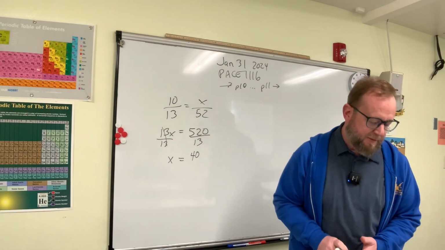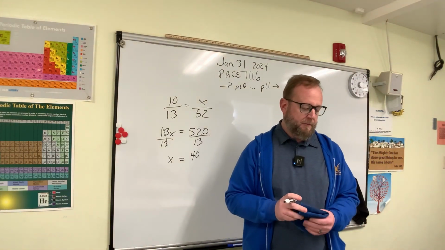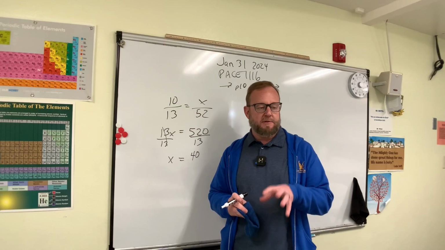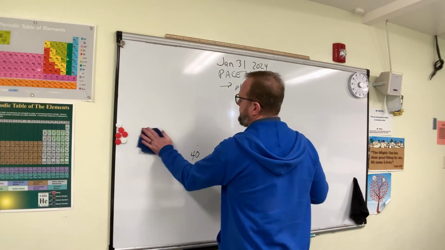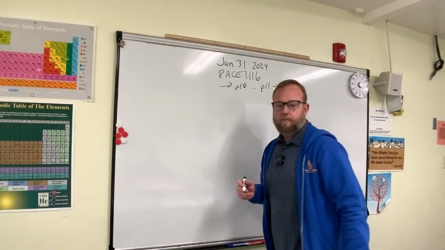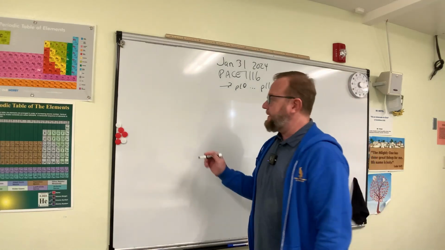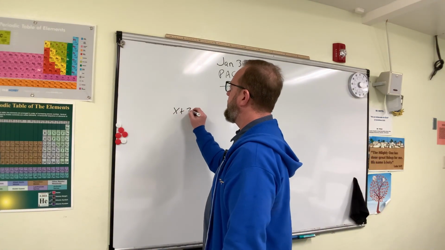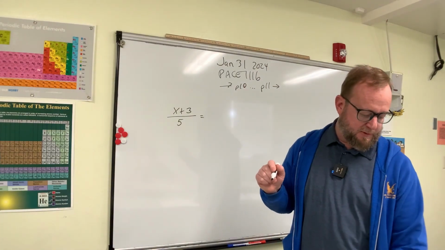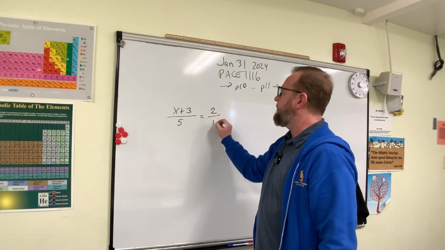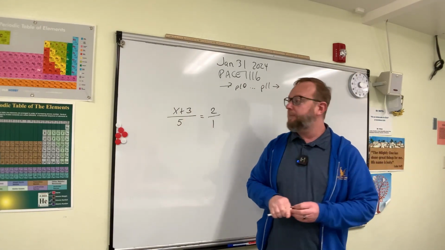Look at the next column though. So that left-hand column, very simple. And then what did they change in the right-hand column to make the problem just a little more complex? A little bit. X plus 3 over 5. And what does that set equal to? 2 over 1.